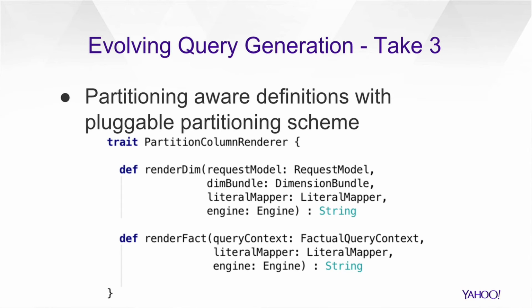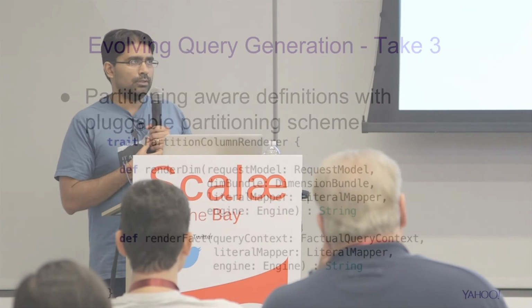Our definitions are partition column aware. So if I wanted to plug in a custom partitioning scheme, I would just need to implement a trait and pass it into my query generator to render our partition columns.